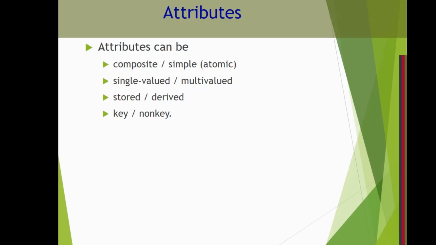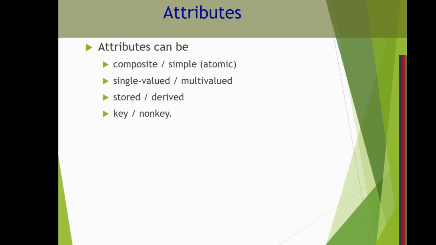Single value, multi-value. Most attributes are single value. For example, your name, single value. Your father's name, single value. Your date of birth, you got a single date. A particular employee or a particular student has got a single date of birth. Now, what is multi-value? Degree. If a person is an employee in an organization, he could be a BTech, he could be an MTech, he could be an MPhil also, Master of Philosophy. So, he got 3 degrees.